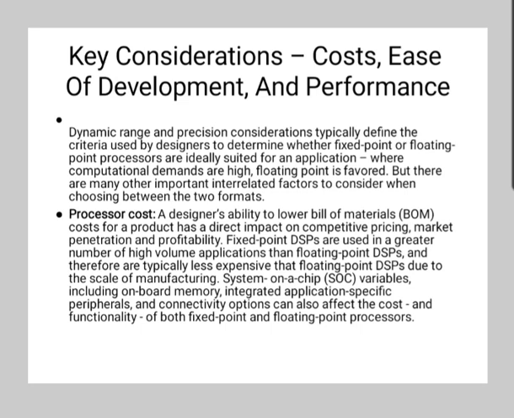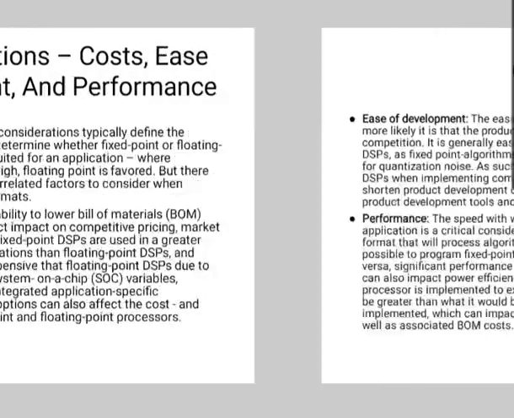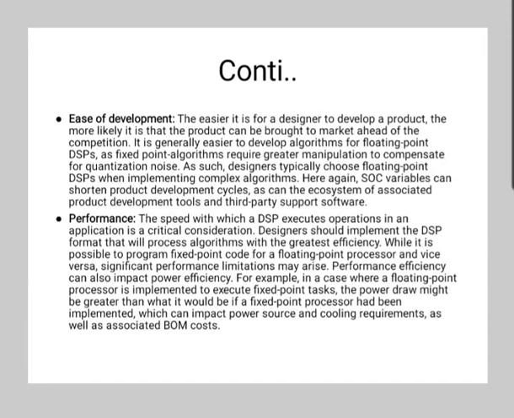Fixed point DSPs are used in a greater number of high volume applications than floating point DSPs, and therefore they are typically less expensive than floating point DSPs due to the scale of manufacturing. The system on chip variables, including onboard memory, integrated application specific peripherals and connectivity options, can also affect the cost and functionality of both fixed point and floating point processors.